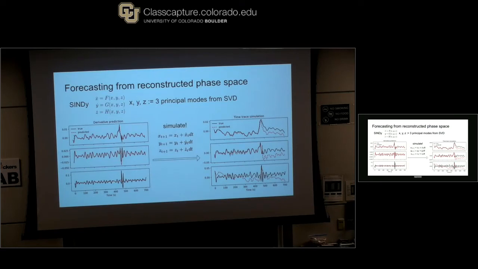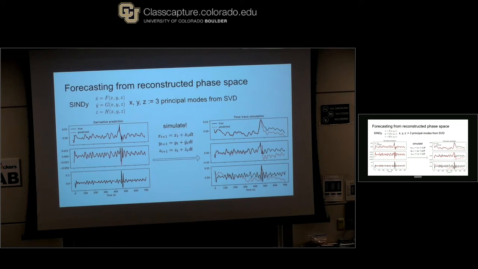So we went on to that reconstructed phase space where we have 3 phase space variables. And we applied the SINDy method again using those 3 phase space variables. We trained the model and predicted the derivative of those phase space variables. As you can see on the left, the prediction was pretty good for the first and second principal modes.